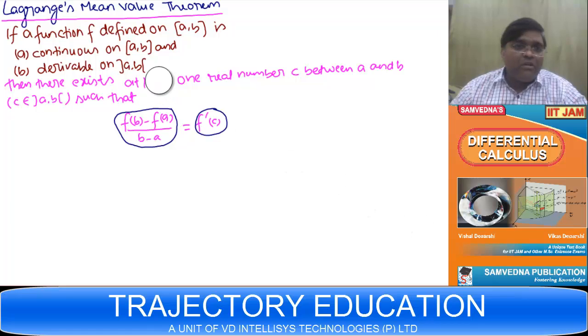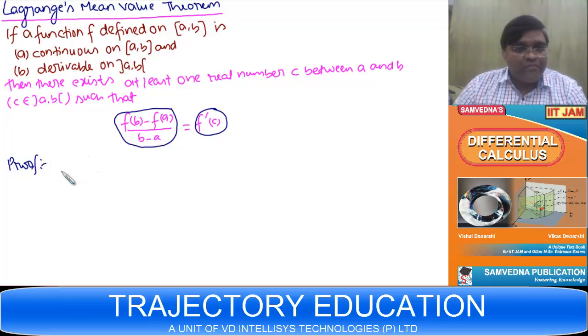So Lagrange mean value theorem says if a function is continuous on the closed interval a to b and derivable on the open interval a to b, then there will at least exist one point, one real number between a and b, such that the tangent at that point is parallel to the chord joining the two points (a, f(a)) and (b, f(b)). That's what this means. This is the slope of the chord, this is the slope of the tangent, right? There will exist at least one point. Now let's prove it.